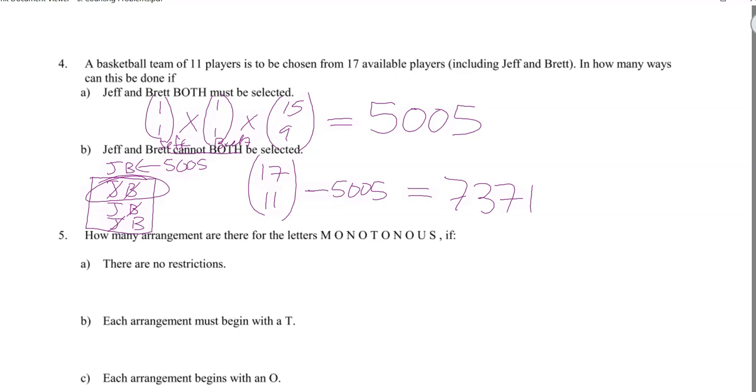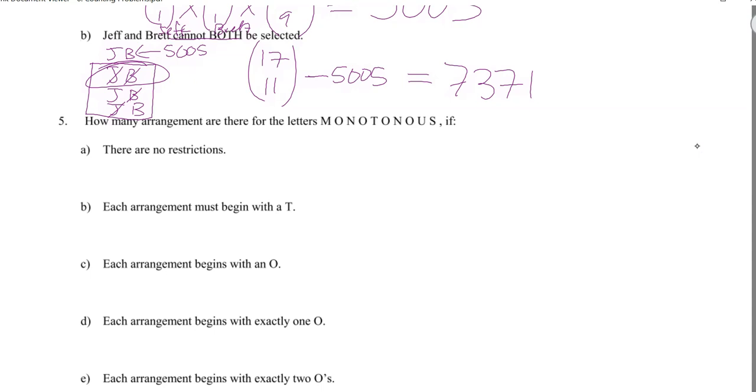How many arrangements are there for the letters of monotonous if there are no restrictions? There are 1, 2, 3, 4, 5, 6, 7, 8, 9, 10 letters, so 10 factorial. But with the O's, we have 1, 2, 3, 4 O's, so we have to divide out the order of those 4 O's. Anything else? We got an N. No, we got 2 N's, 2 factorial. That's the O's and N's. So anything else? M, T, U, S? No.